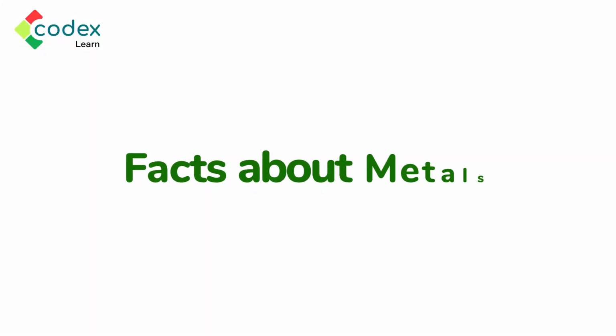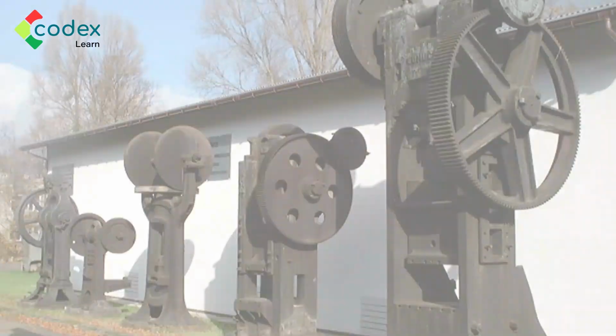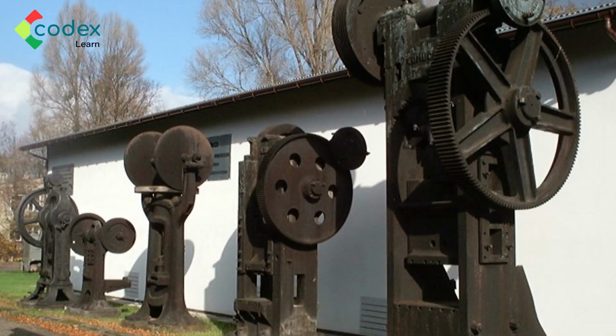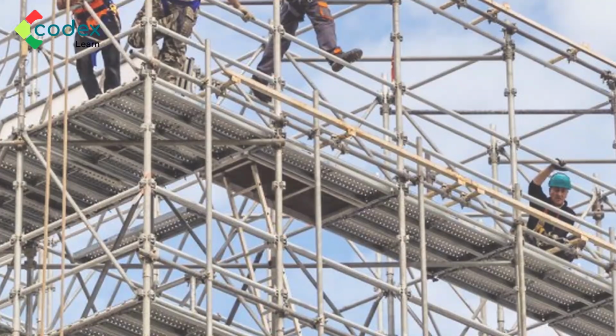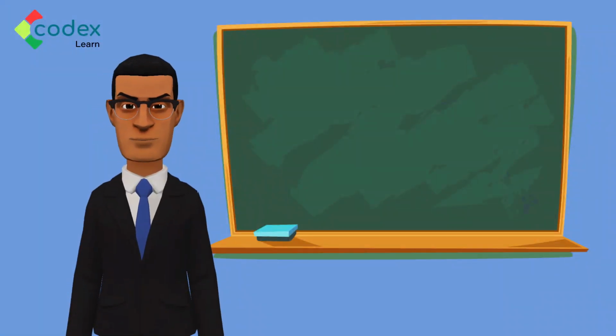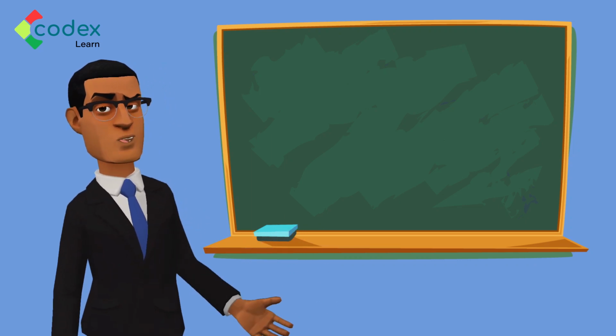Let's learn facts about some metals. Steel is a metal alloy. Its major component is iron, and it is the usual choice for metal structural building materials. It is strong, flexible, and if refined well and treated, it lasts a long time.